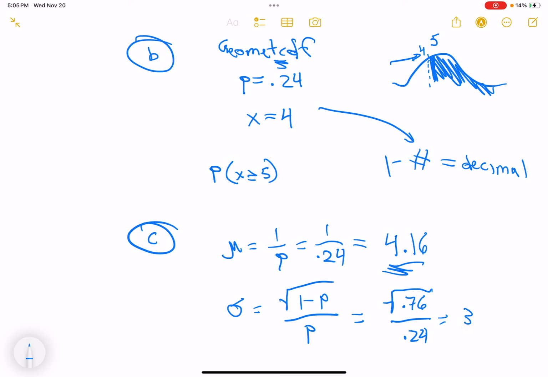And I'm getting a standard deviation of 3.63.